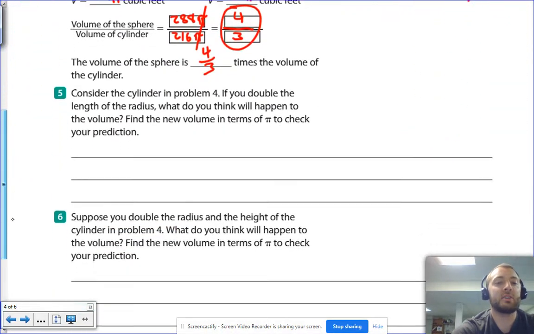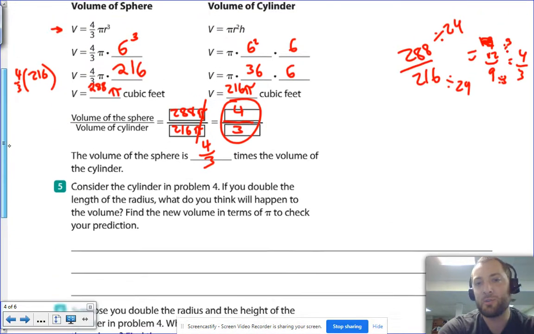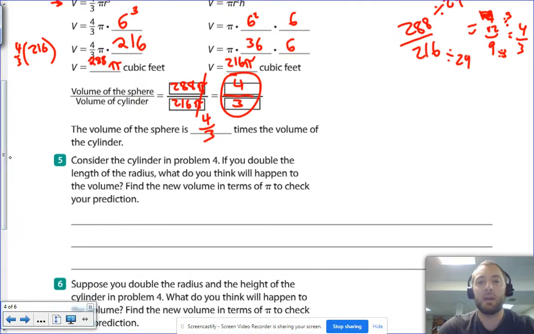All right, number 5 and 6 are questions that are based off of that, and we're going to check something. So it says consider the cylinder in problem 4. So the cylinder we just did, we got 216 pi cubic feet. If you double the length of the radius, what do you think will happen to the volume? Double the radius, what do you think will happen to the volume? A lot of times, I'd like you to put down your own guess.